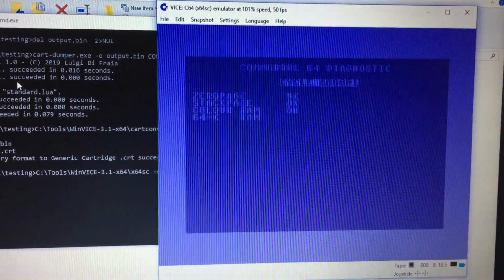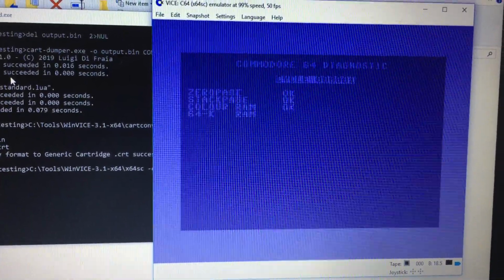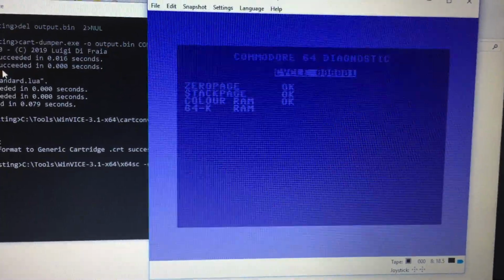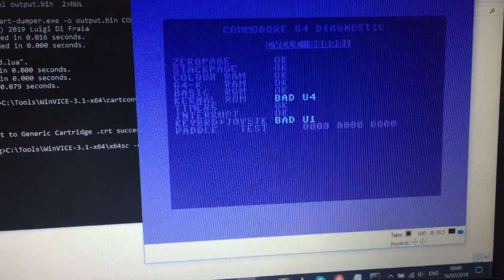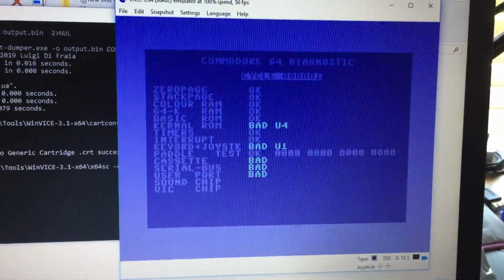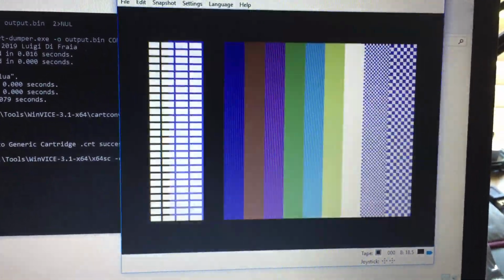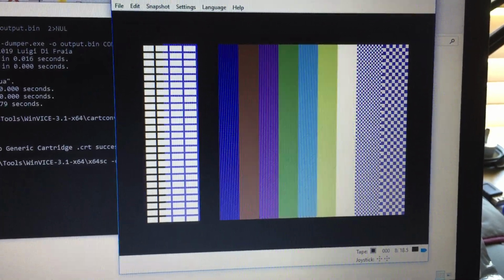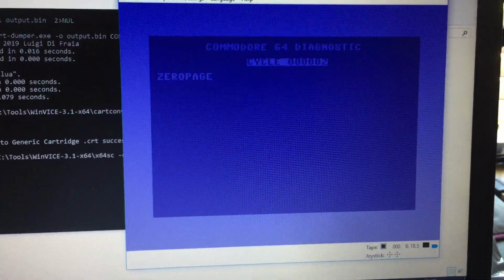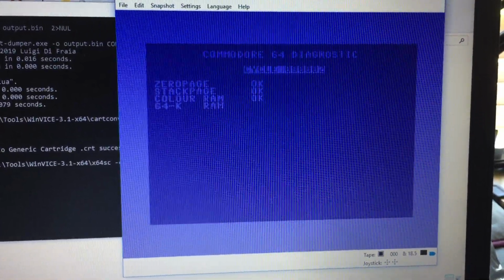Right, so this is the test ROM, dumped, converted, and running in Vice. That was the sound chip test. This seems to be the big test. And then everything repeats.